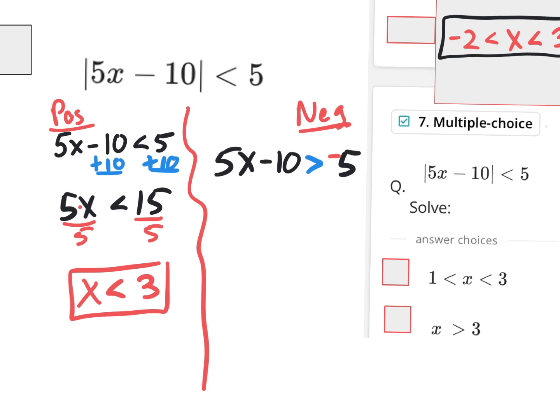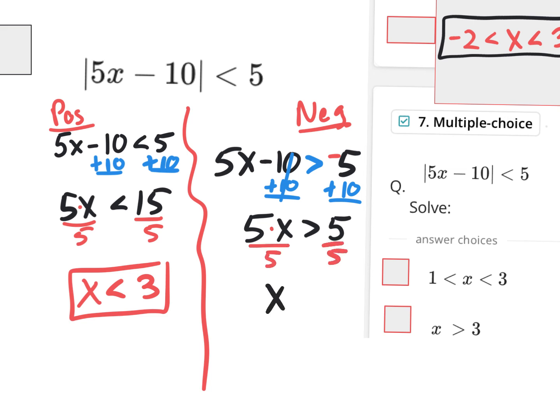Now let's move on to the other one. I am going to add 10 as well. I end up with 5x is greater than, this is a positive 5, right? If you owe $5 and you have $10, you could pay them off, you'll still have $5 left. 5x is greater than 5. What that really means is 5 times x is greater than 5. So I need to get rid of the multiplication of 5 by dividing by 5, giving us x is greater than 1. Okay? So we have those two answers for this absolute value inequality.